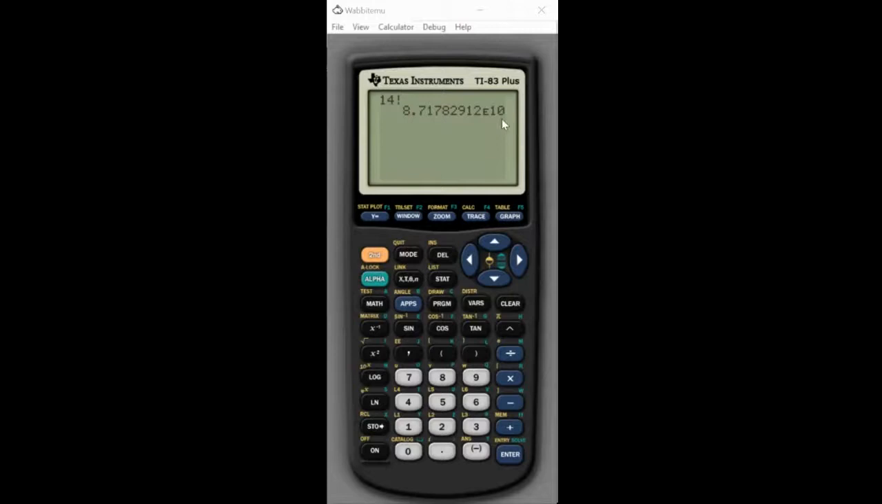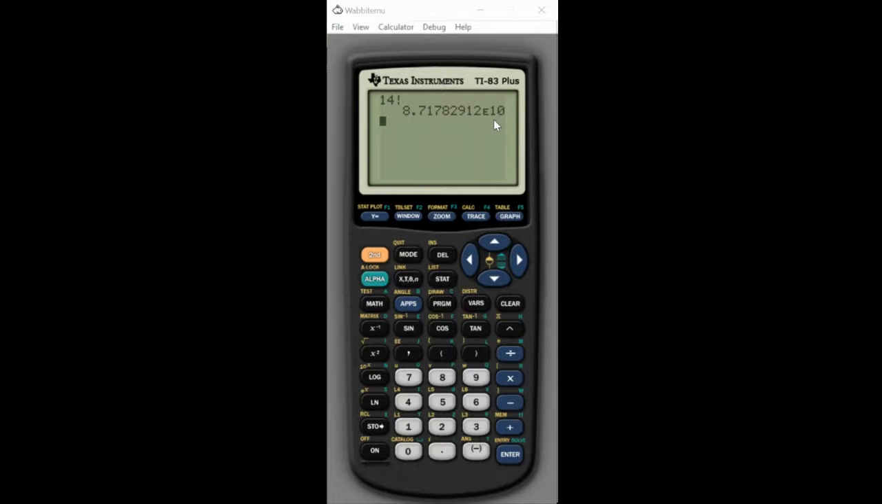So here's my calculator again. If you see that's e to the 10th, if the number to the right of the e is a positive number, I'm going to be moving my decimal to the right. If the number to the right of the e was a negative number, then I would be moving my decimal to the left.